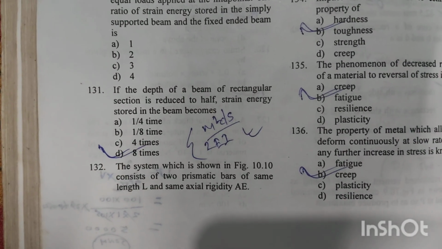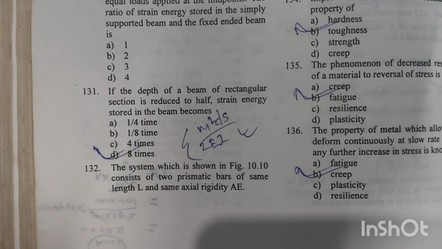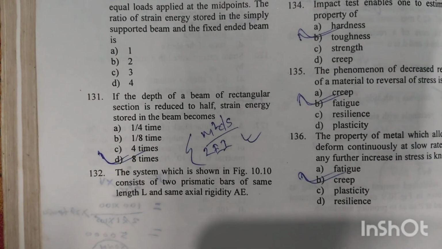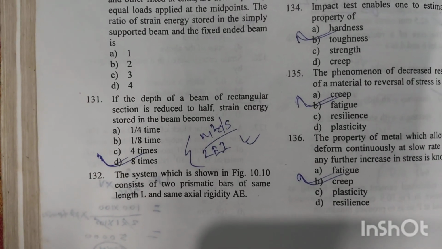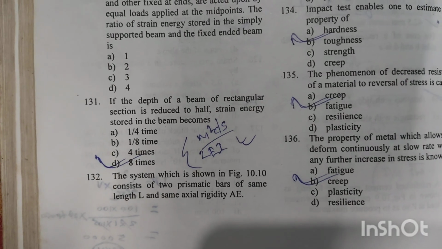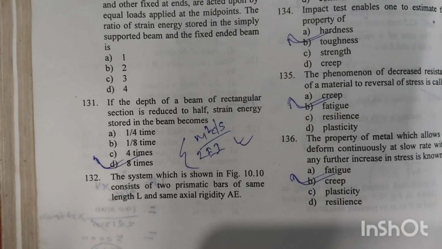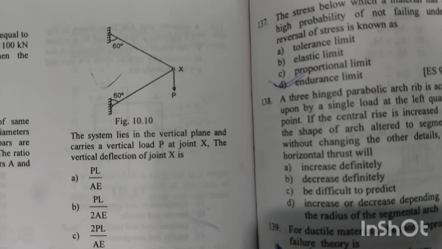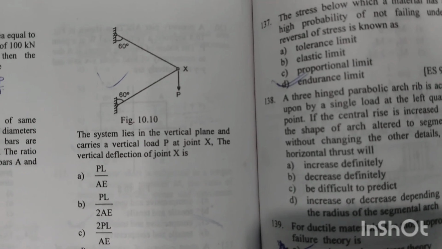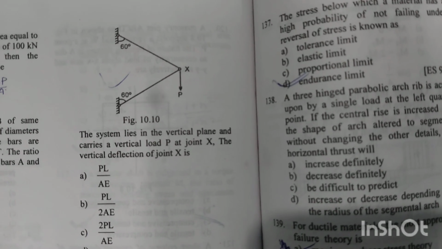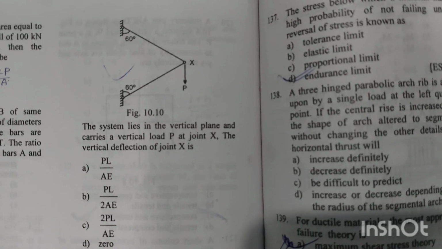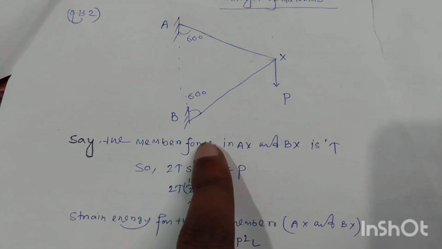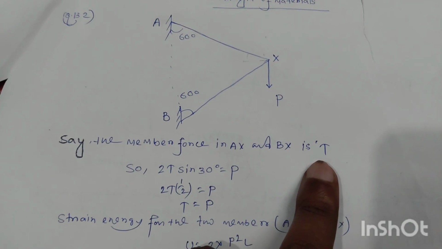Question number 132. The system shown in figure 10.10 consists of two prismatic bars of same length L and same axial rigidity AE. The system lies in the vertical plane and carries a vertical load P at joint X. The vertical deflection of the joint X is, say the member force in AX and BX is T.